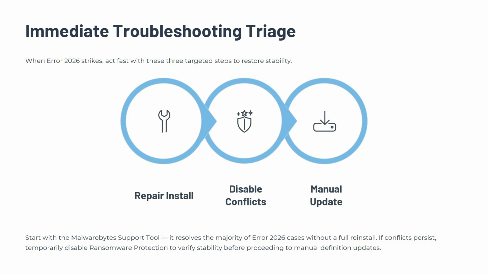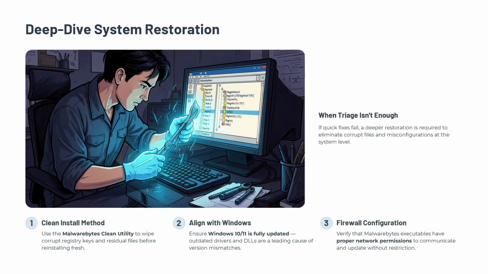Immediate troubleshooting. So here is what to do when Error 2026 strikes. Act fast with these three targeted steps to restore stability: repair install, disable conflicts, and manual update. So, deep dive: system restoration.